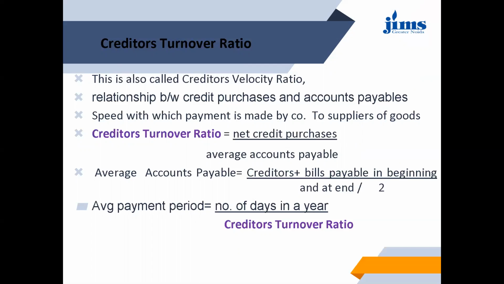So the formula to calculate creditors turnover ratio is net credit purchases upon average accounts payable. Credit purchases will include the creditors, the net credit purchase, that means purchases minus any purchase returns. While the average accounts payable will include the average creditors plus average bills payable. That means opening and closing balance of creditors and bills payable.